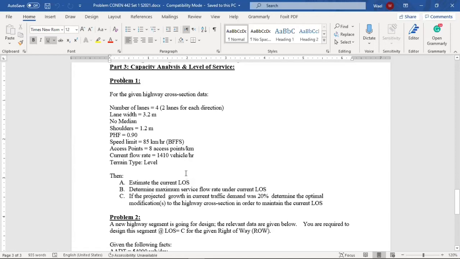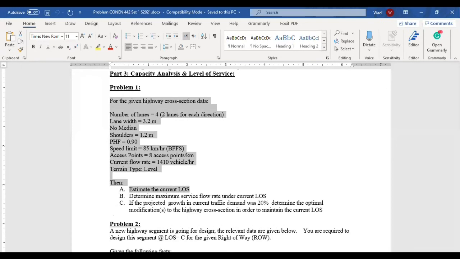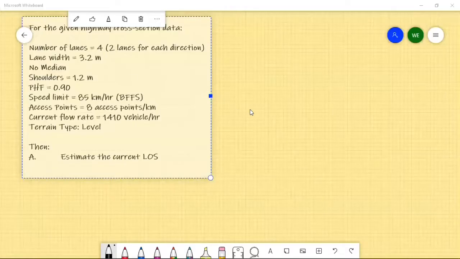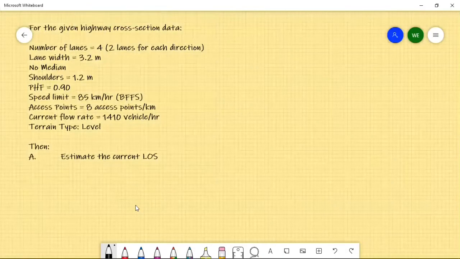So let's solve this problem, and let me just take this and open a whiteboard. Okay, so let's share this. So that's the problem here on the whiteboard.